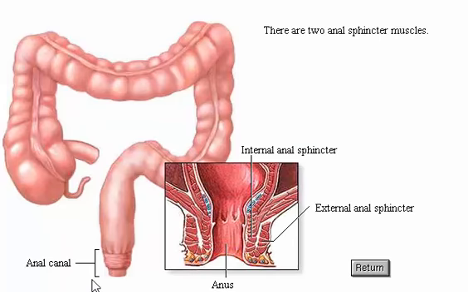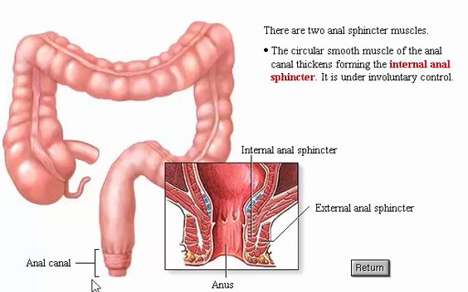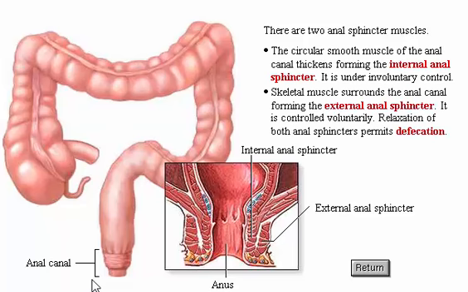There are two anal sphincter muscles. The circular smooth muscle of the anal canal thickens to form the internal anal sphincter. It is under involuntary control. Skeletal muscle surrounds the anal canal to form the external anal sphincter, which is controlled voluntarily. Relaxation of both anal sphincters permits defecation. Click the return button to revert to the original diagram.